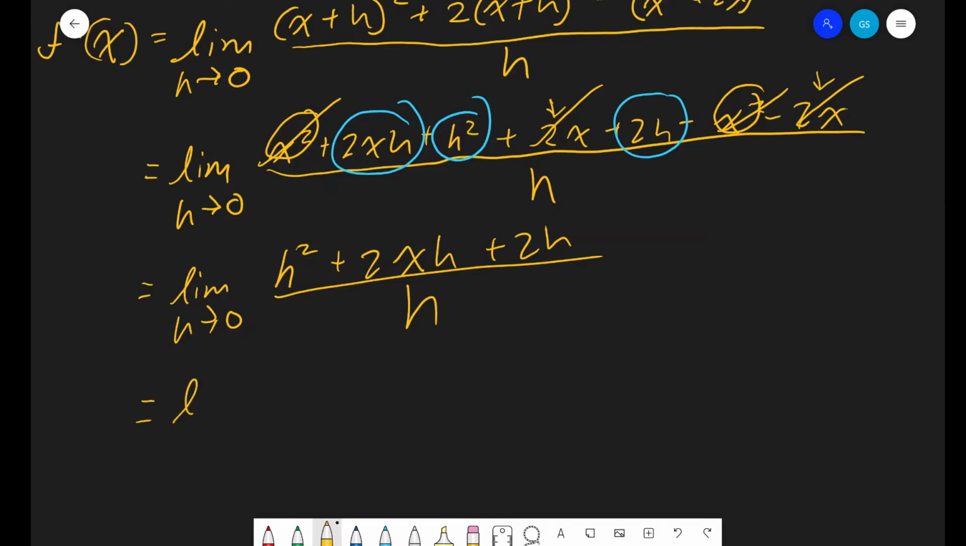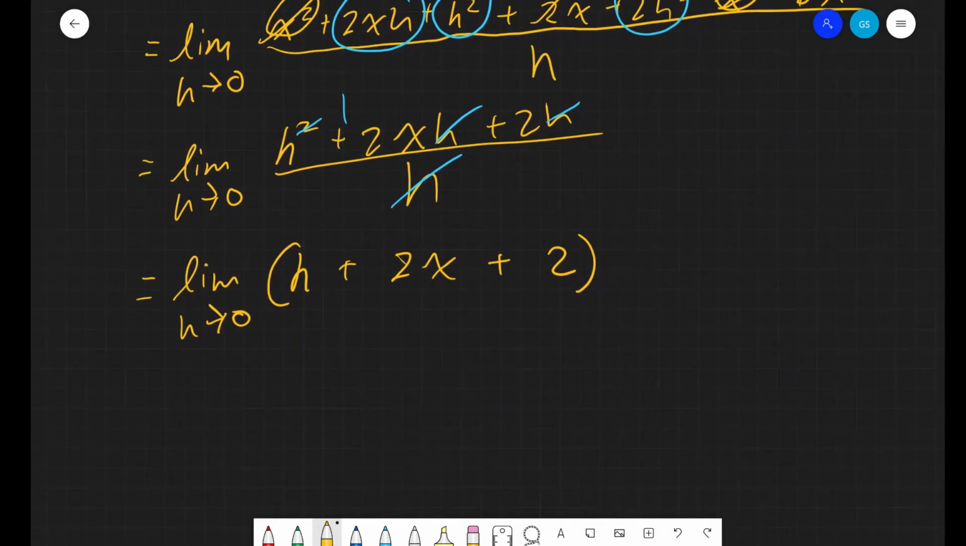Now you might be able to see that all of the terms have h, so we can do a little canceling out. We can cancel out this, this, this, and that becomes a 1. So that's h plus 2x plus 2. Put the bracket around it because the limit applies to the whole thing. And now we can just plug in 0.